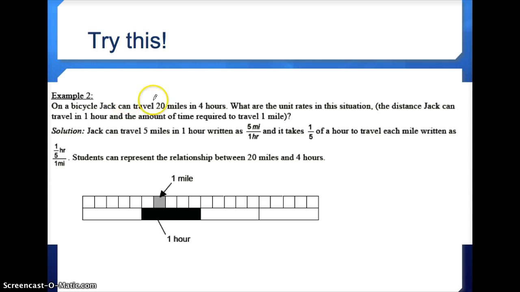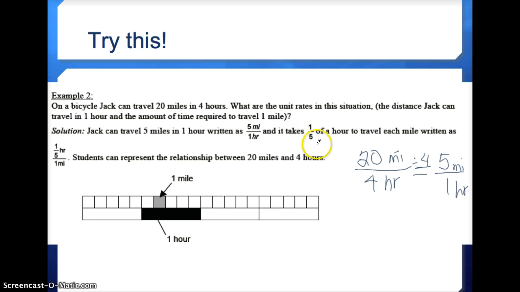On a bicycle, Jack can travel 20 miles in 4 hours. So our unit rate, or our rate, is 20 miles per 4 hours. And so our unit rate, we can divide them both by 4. Our unit rate is now 5 miles in 1 hour. So Jack can travel 5 miles in 1 hour, written as 5 miles per 1 hour.